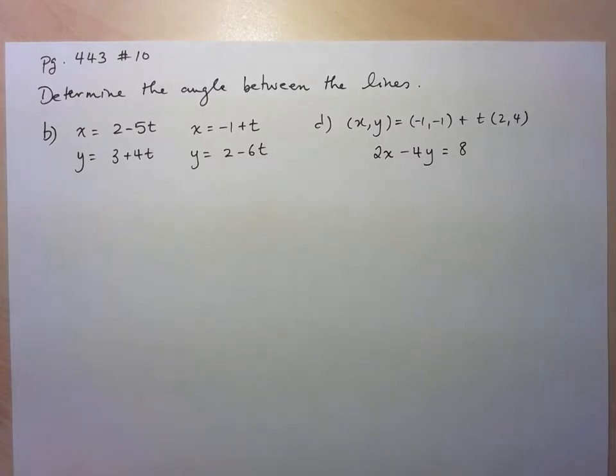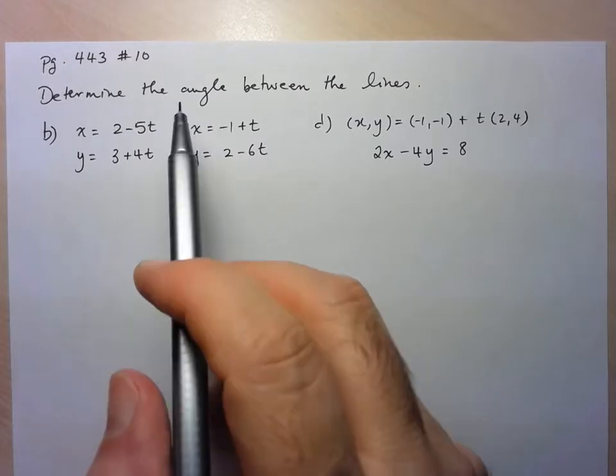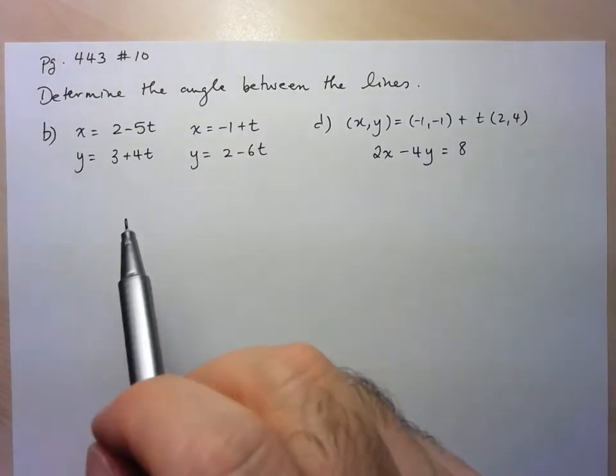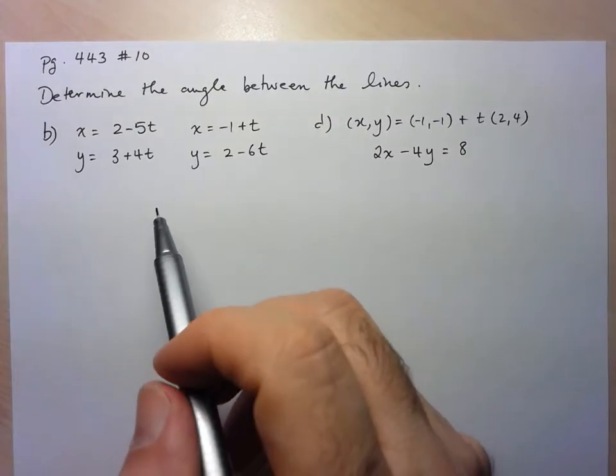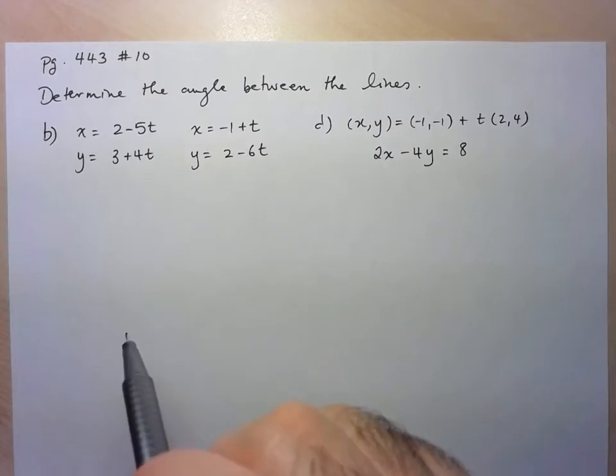Hi folks, we're going to take a look at number 10 from page 443. They're asking us to determine the angle between these lines in 2D. They actually specify the acute angle, but keep in mind that our convention is that we always assume we're looking for the acute angle. So if you come up to an obtuse angle, you have to find its complementary angle by subtracting from 180.